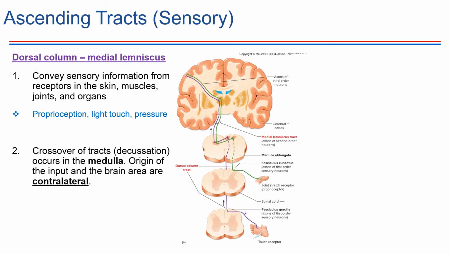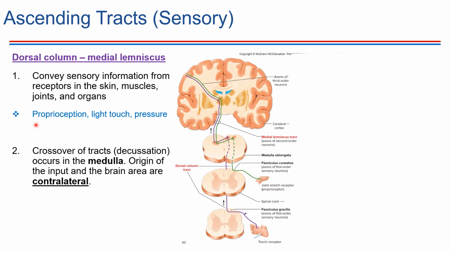So let's start with looking at some sensory tracts. We're going to start with what's called the dorsal column medial lemniscus tract. A lot of times you'll just hear us call them the dorsal column tracts. These are bringing information from your periphery. So this is a picture of someone's finger and someone's foot down here. It's bringing information, the somatosensory information, from your skin, muscles, joints, and organs.